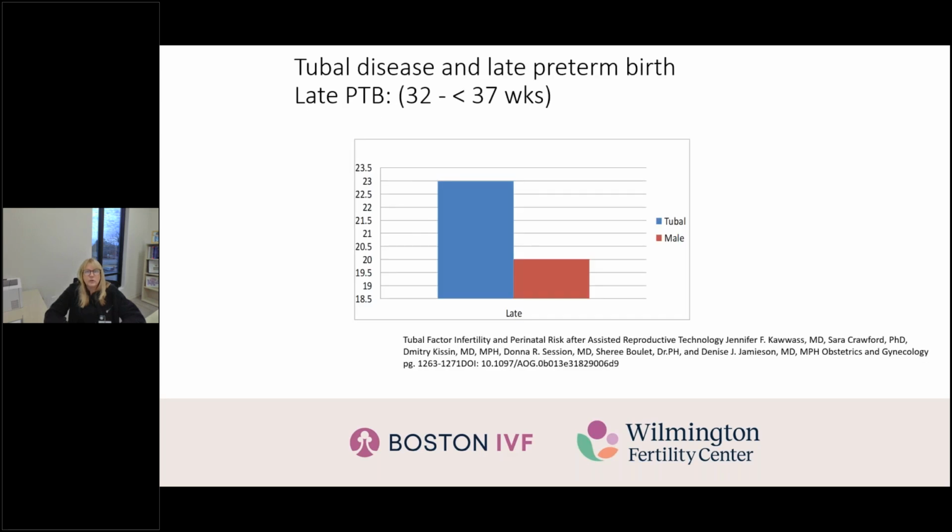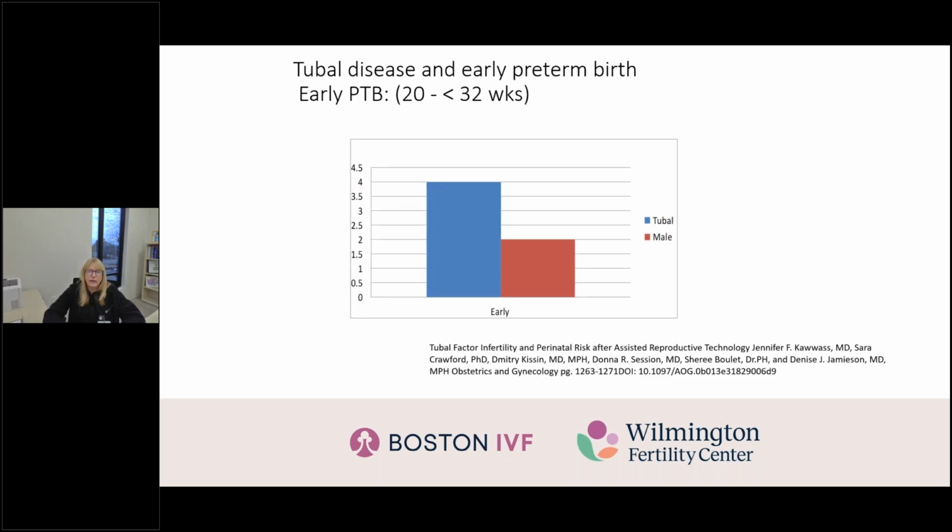So after this, we looked at preterm birth in patients with tubal factor, and we compared them to male factor. We didn't see this in the male factor patients, and we saw a higher rate of late preterm birth in patients with tubal factor compared to male factor. And we also saw an increase in early preterm birth, 20 weeks to 32 weeks in tubal factor compared to male factor.